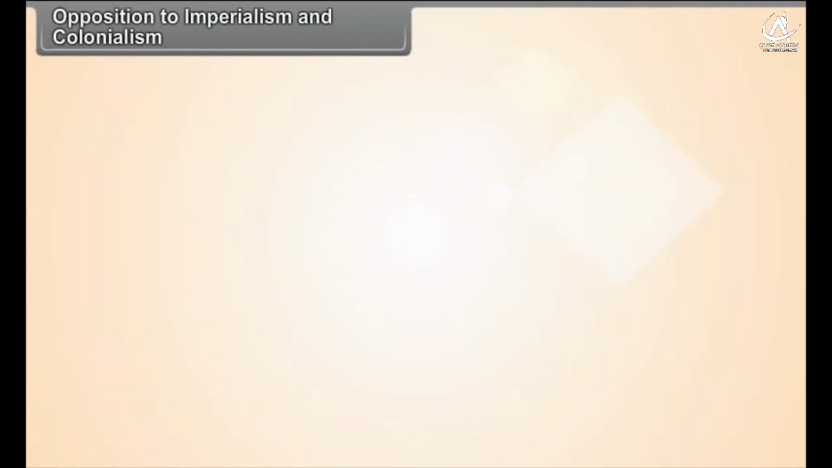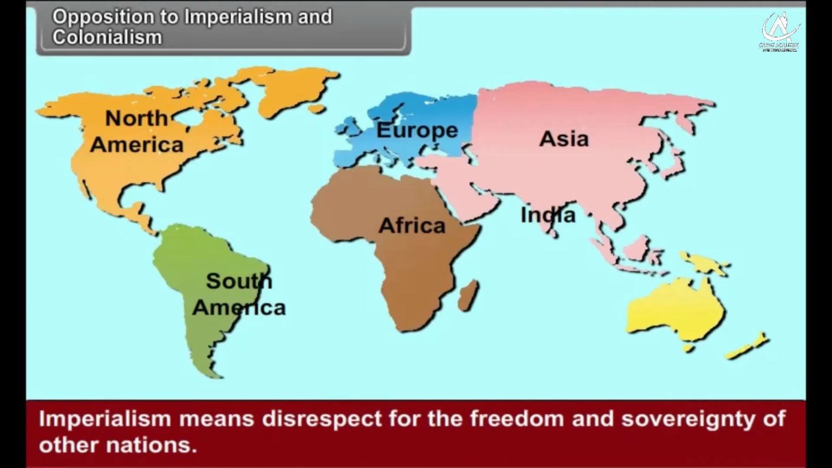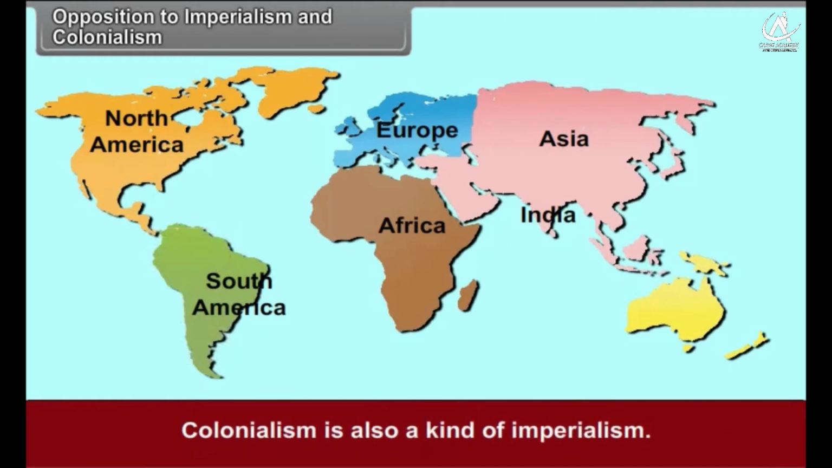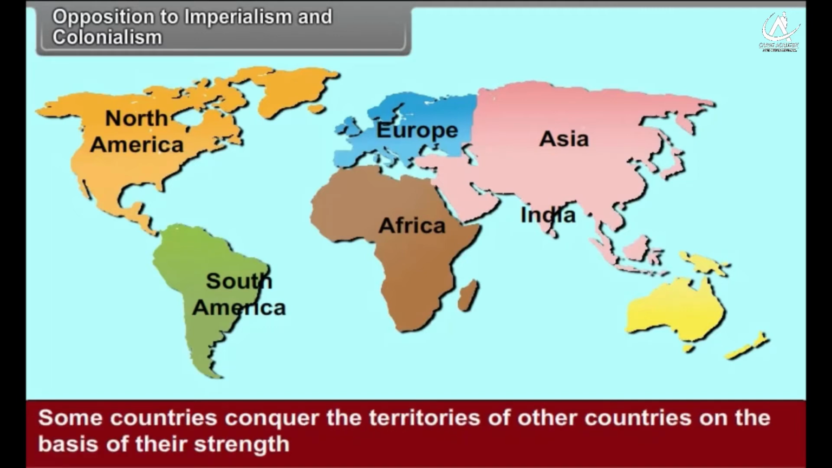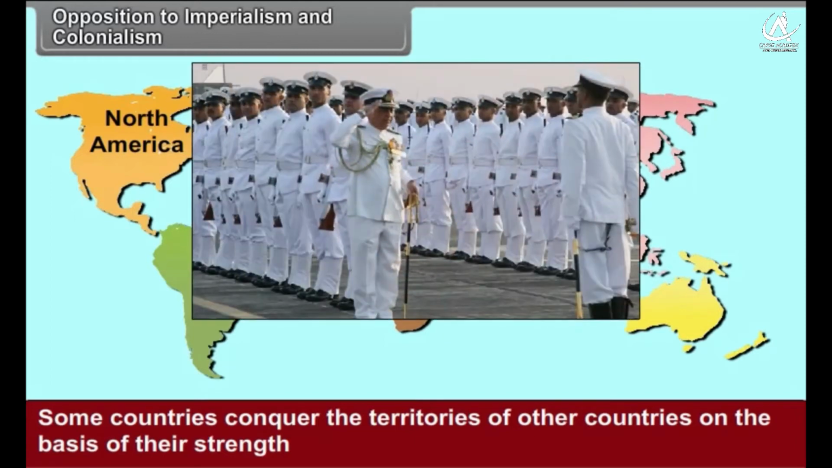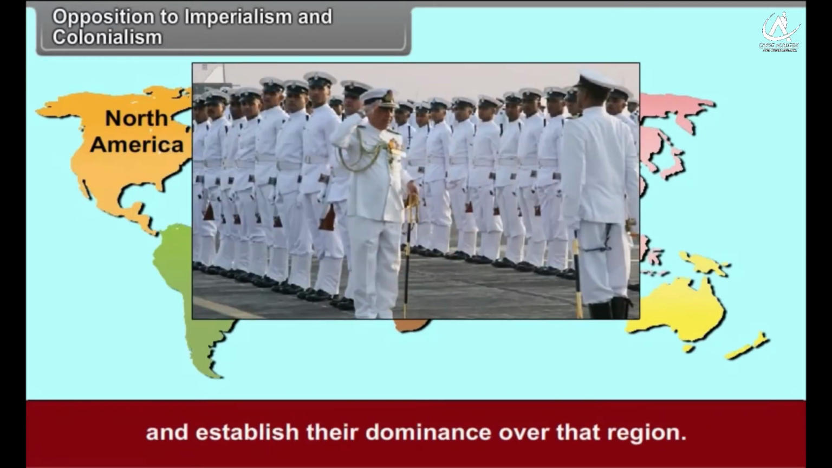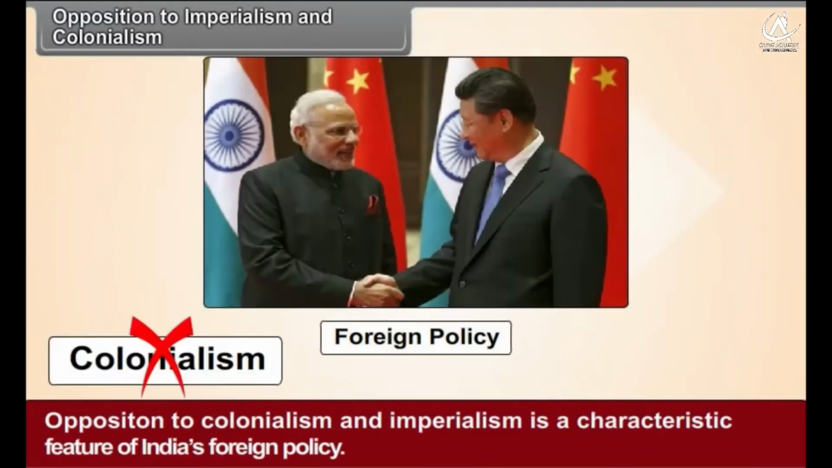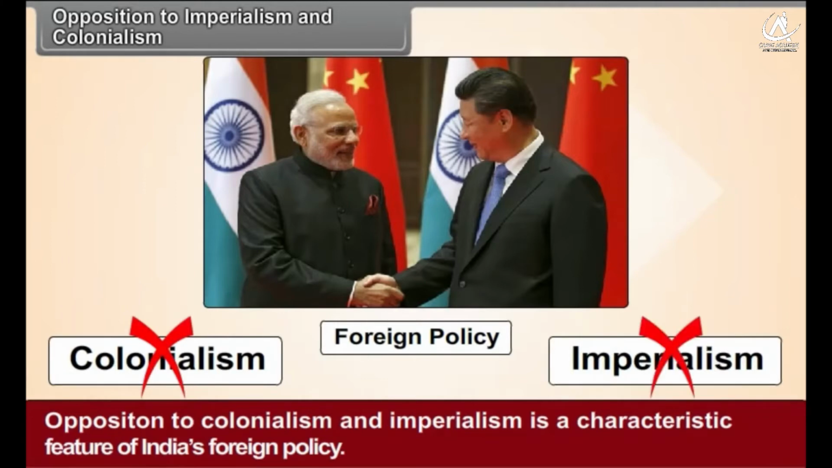Opposition to imperialism and colonialism. Imperialism means disrespect for the freedom and sovereignty of other nations. It also involves domination of the other countries in different ways to promote one's own national interest. Colonialism is also a kind of imperialism. Some countries conquer the territories of other countries on the basis of their strength and establish their dominance over that region. This is called colonialism. Opposition to colonialism and imperialism is a characteristic feature of India's foreign policy.